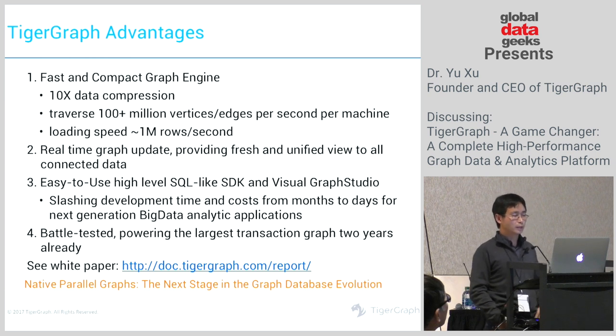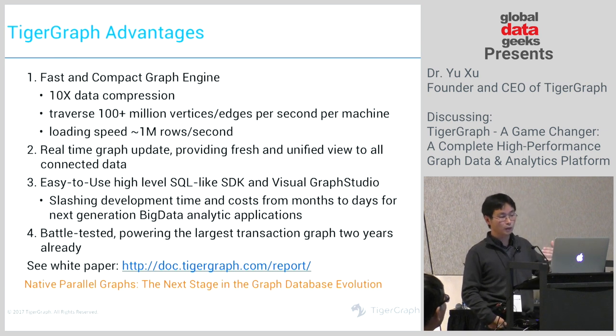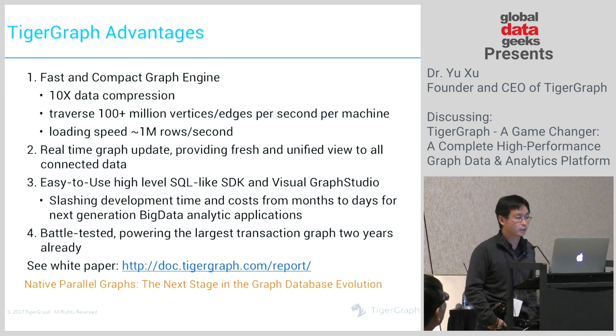Loading speed, that's on the Twitter graph, which has no attributes. So if I have more attributes, that performance will slow down, but we are looking at about 1 million rows of insertion or update per second.